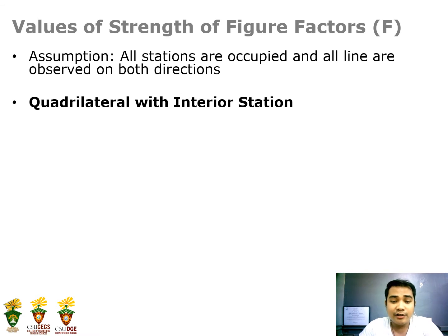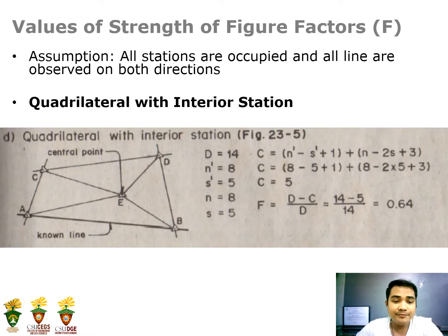Another one is a quadrilateral with interior station. So that is the form. From this figure, we have the value for D equal to 14, N prime equal to 8, S prime equal to 5, N equal to 8, and S equal to 5. Then we use the formula to get C, substituting these values, and we can have C equal to 5. And for F, D minus C over D, that's 14 minus 5 over 14, which is equal to 0.64.